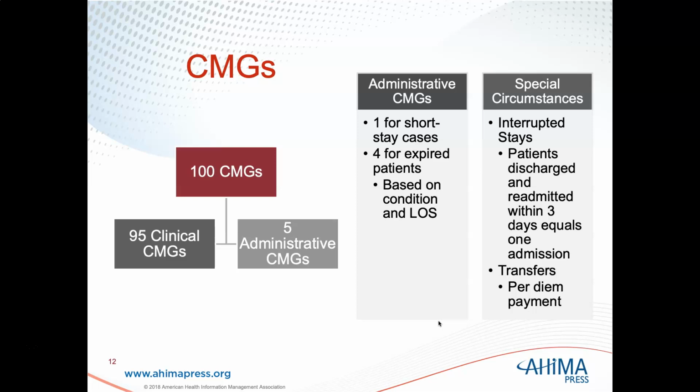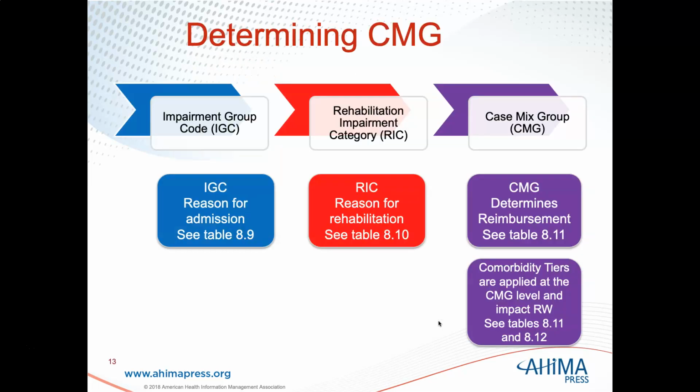And they do finally give us these rehab impairment categories in table 8.10. We talked about those earlier. So you can take a look at those and just have examples of that. So when you determine the CMG, or sort of like the DRG, you're trying to determine the CMG because we're in inpatient rehab. It's the impairment group code, which is your reason for admission, and your rehab impairment category. Why are they getting rehab? And then together those determine your reimbursement.